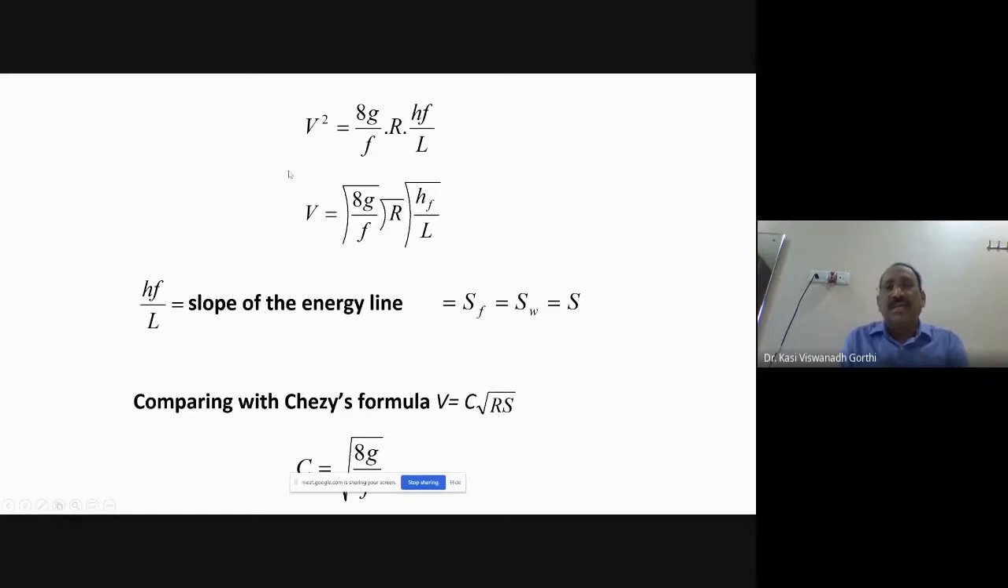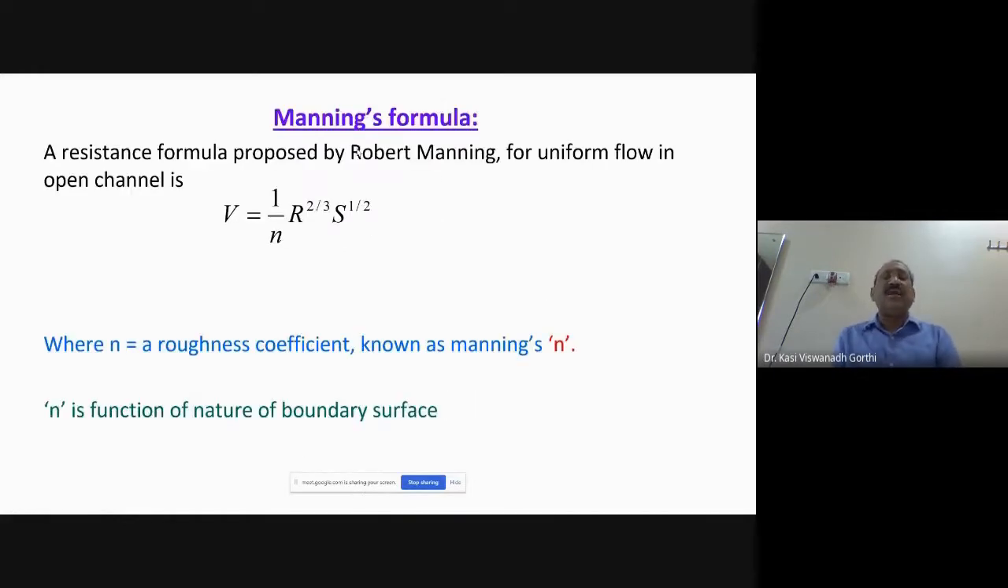So this is how the relation between the Chezy's coefficient C and the friction factor f has been established. C is equal to square root of 8g by f. The third formula that we use for analyzing uniform flows is Manning's formula. This is also a resistance formula, provided by Robert Manning for uniform flow in open channels. We have been discussing the analysis of uniform flow in open channels only right now, let it be Chezy's formula, the Darcy-Weisbach friction factor formula, or Manning's formula.